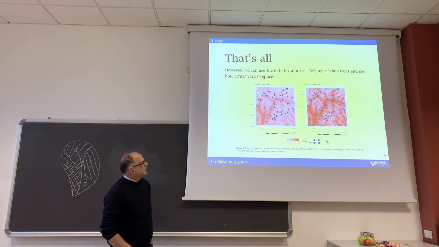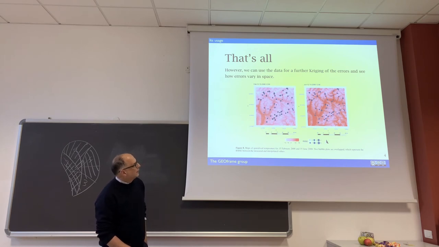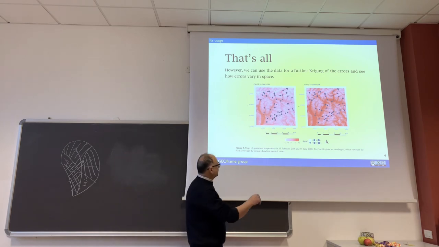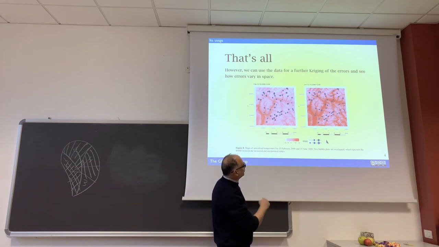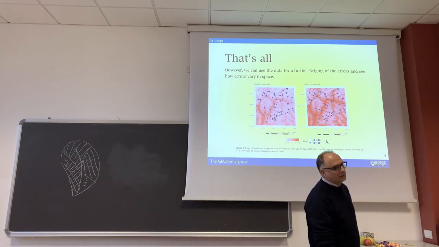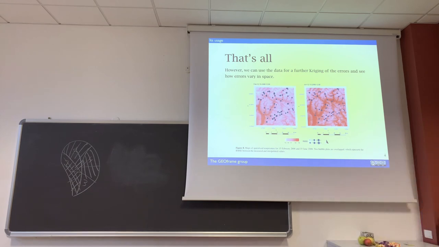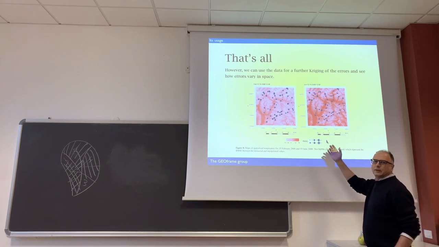So the result is something like this, where obviously this is presenting the map of the temperature and the distribution of the error, in this case in the places where we have measurements. And the dimension of the ball is related to the estimation of the error. And you can do it, obviously, for every day.